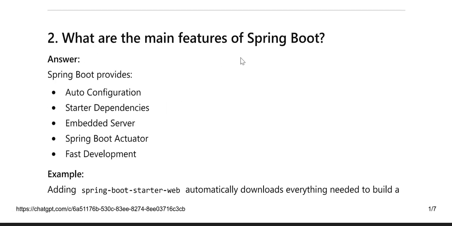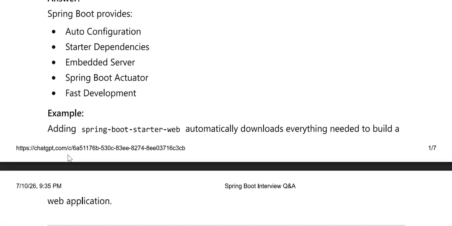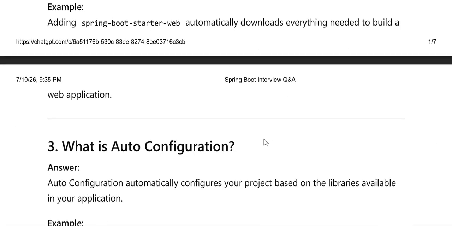What are the main features of Spring Boot? Spring Boot provides auto configuration, starter dependencies, embedded server, Spring Boot Actuator, and fast deployment. Example: adding Spring Boot starter web automatically downloads everything needed to build a web application.